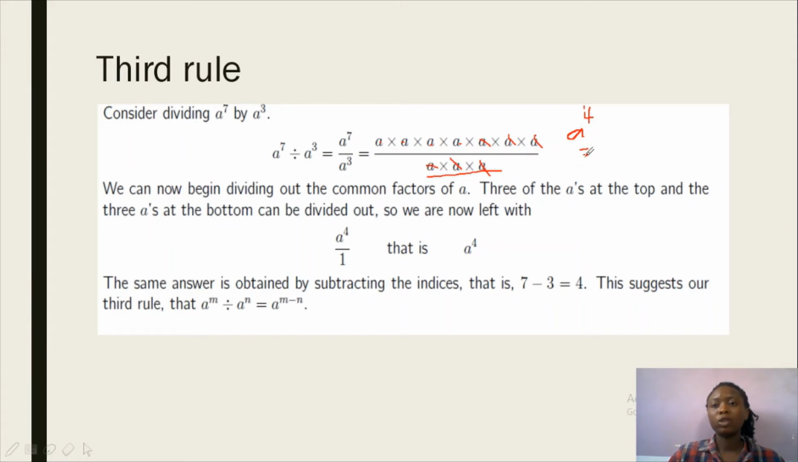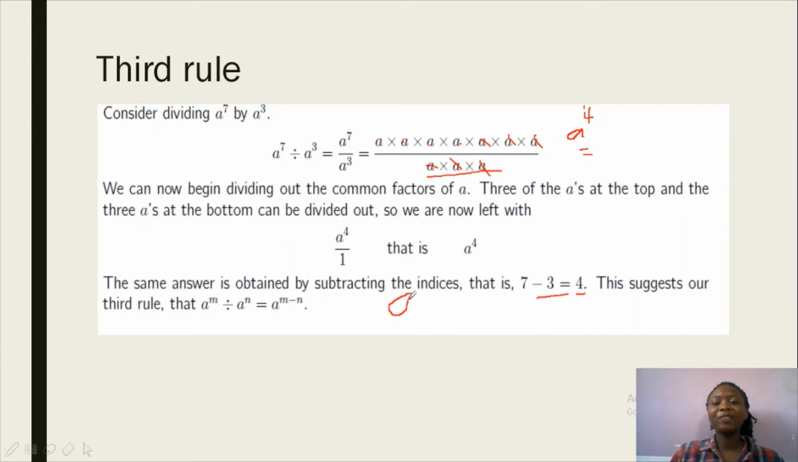So the answer will be a raised to the power 4. Alternatively, we can solve it this way, following the rule: if we are dividing, we subtract. So we'll just subtract the exponents, maintain one of the a as we did for the multiplication. Then we subtract the exponents, 7 and 3, to give us 4. Simple as that. Mathematics is the sweetest subject you can ever get.